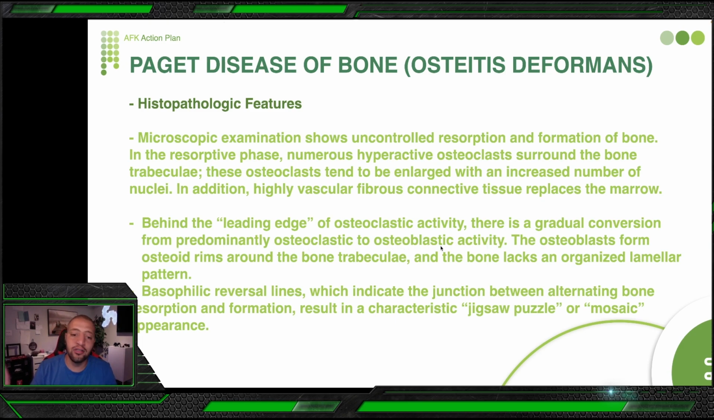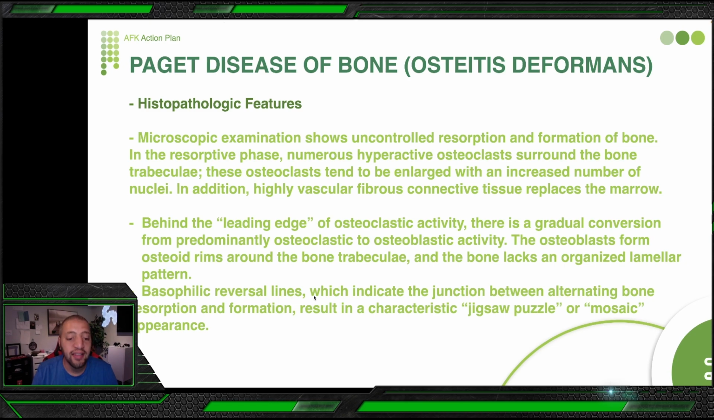As we say, it starts as radiolucent because of the activity of osteoclasts eating the bone, and then goes to cotton wool because it's osteoblast activity getting more bone to be radiopaque. So osteoblasts form an osteoid rim around the bone trabeculae, and the bone lacks an organized lamellar pattern. That's why it's more easily broken.